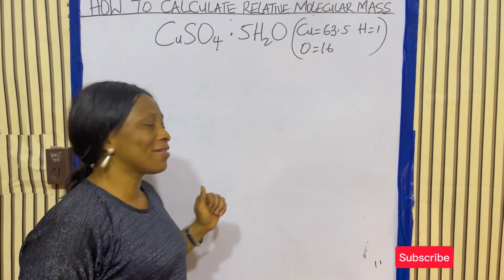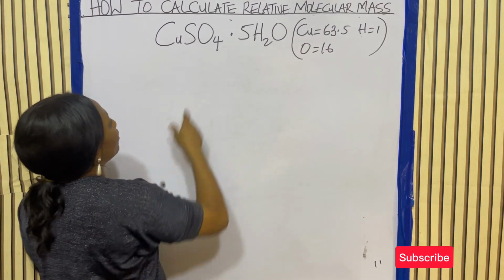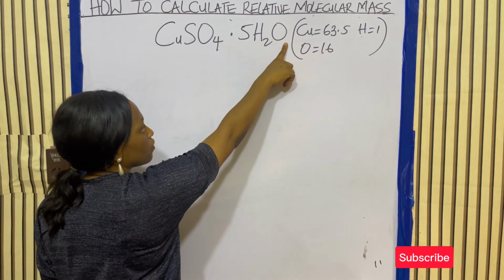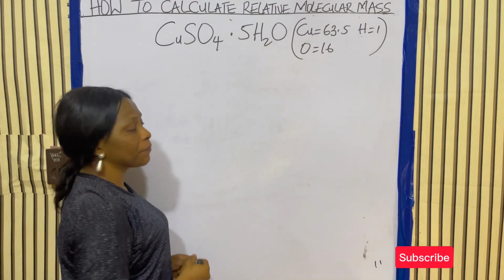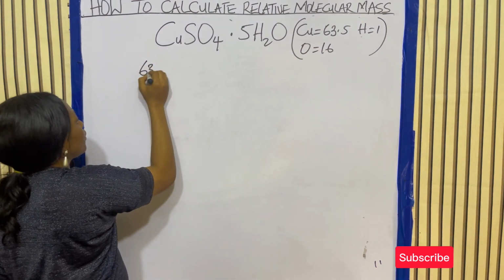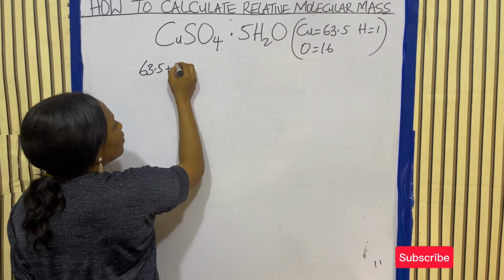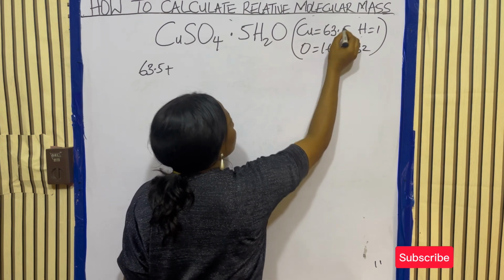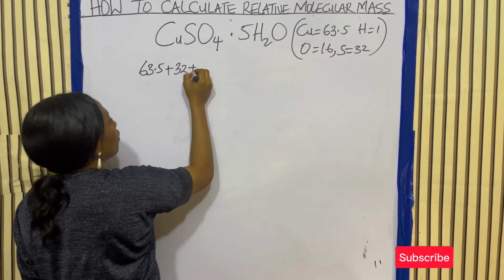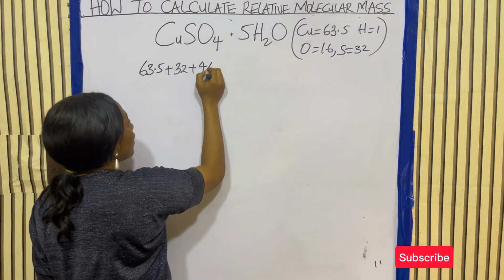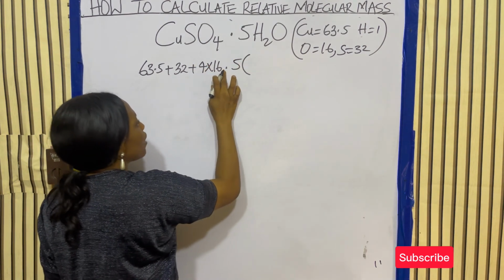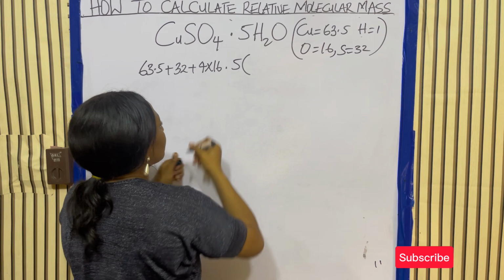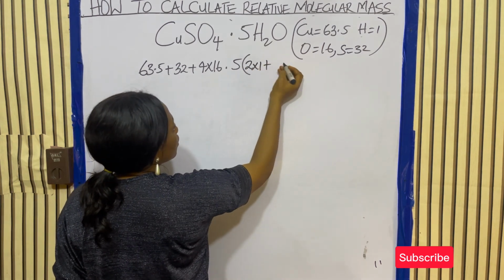Okay, so let's solve this question. We have that this 4 belongs to oxygen, while this 5 belongs both to hydrogen and oxygen. This 2 belongs to hydrogen only. So we have that copper is 63.5 plus sulfur is, okay, we weren't given sulfur here, but sulfur is 32. Sulfur is 32 plus oxygen. Oxygen is 4 times 16 into 5. I usually ask you to put it this way so that you don't mistake your values. So you have that hydrogen is 2 times 1 plus oxygen is 16.